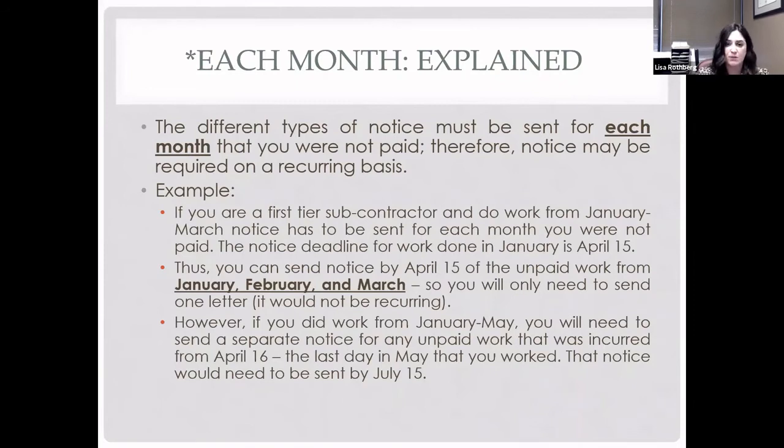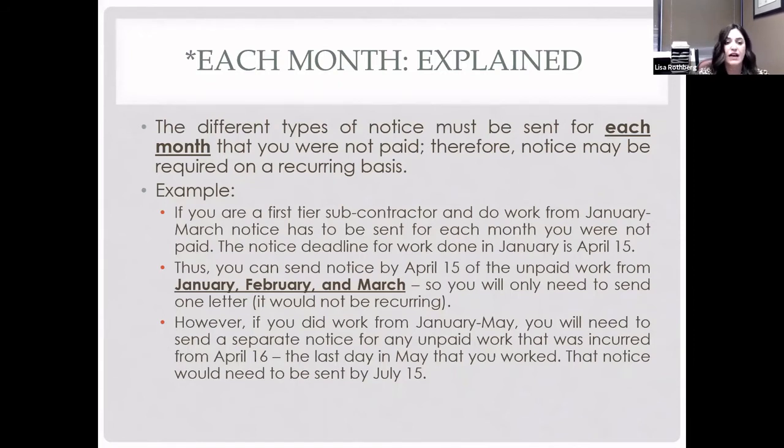So if you're a first tier subcontractor and you do work from January until March for a project, notice has to be sent for each month that you were not paid. So the notice deadline for work done in January is April 15th. Right? It's the 15th day of the third month. But what that means is, because you don't have to actually send that notice until April 15th, according to the statute, you can send the notice by April 15th of all of the unpaid work from January, February, and March. Okay. So you only have to send 1 letter for those 3 months.